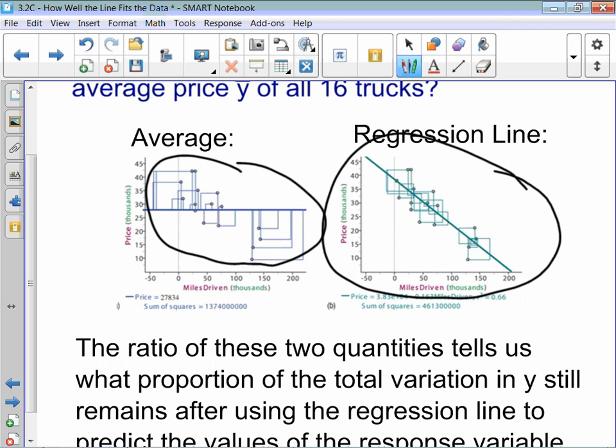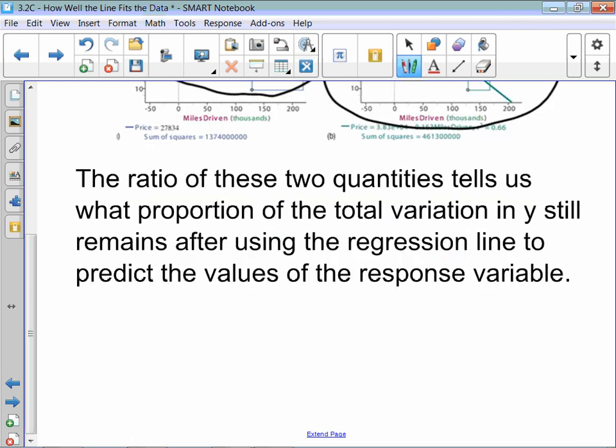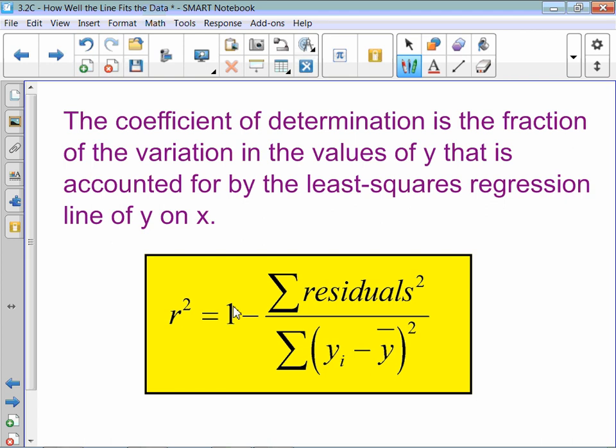Hopefully it would be better, right? Otherwise we would just use the average all the time. So the squares are much smaller here. This is better. So how much better? That's what R squared has to do with. How much better is it to use the regression line than just the average? So the ratio of these two quantities tells us what proportion of the total variation in Y still remains after using the regression line to predict the values of the response variable.